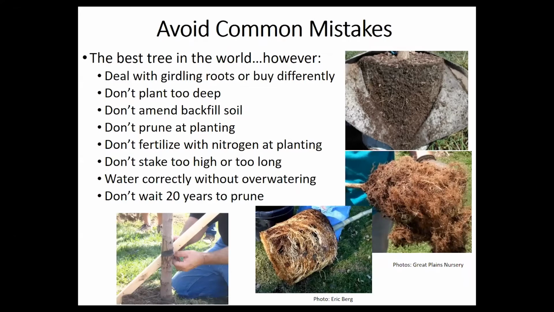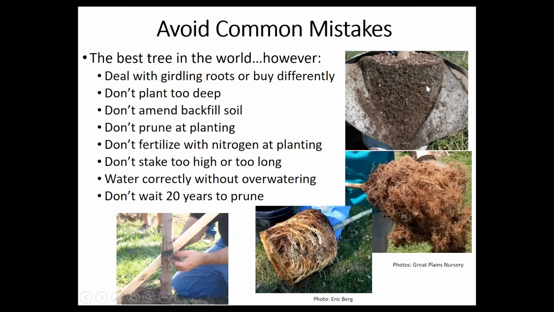Do deal with girdling roots or buy differently. And what I mean by buying differently is the nursery industry is starting to recognize that issue of trees growing in plastic containers, at least for too long or too large a tree, and the circling roots. So you can buy a smaller tree, you can buy bare root, or some of the newer methods that the nurseries are using, like this root trapper bag here, and just cut down the side.